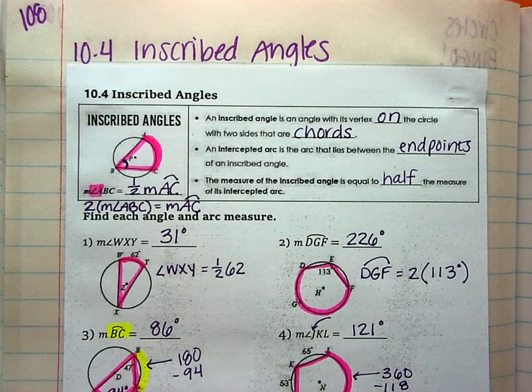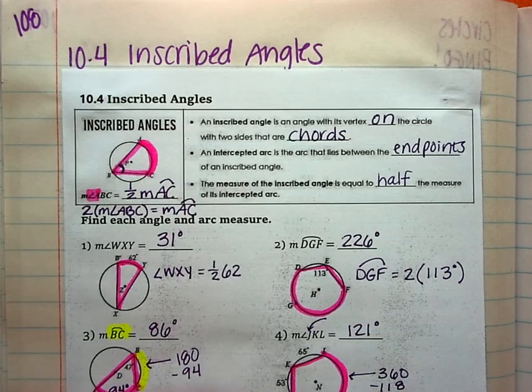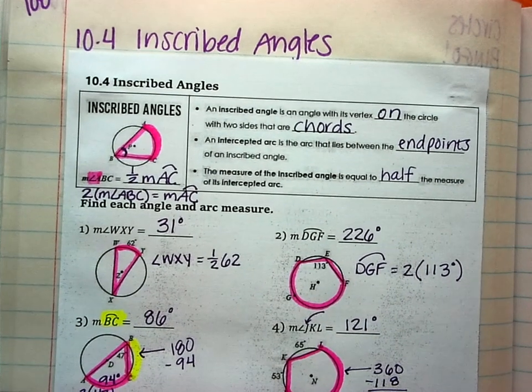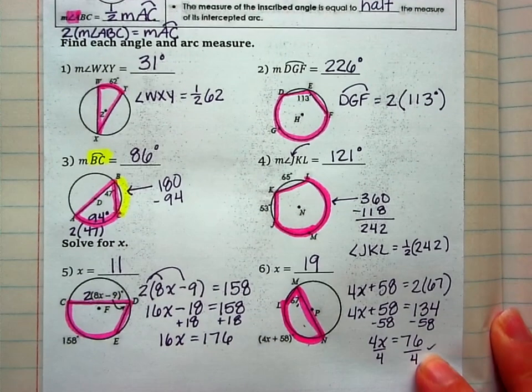Okay, hello everyone. Let's go over today's problems. So these are the notes that we had on Inscribed Angles on page 108. And numbers 1 through 3 for the whiteboard problems are going to be similar to these.